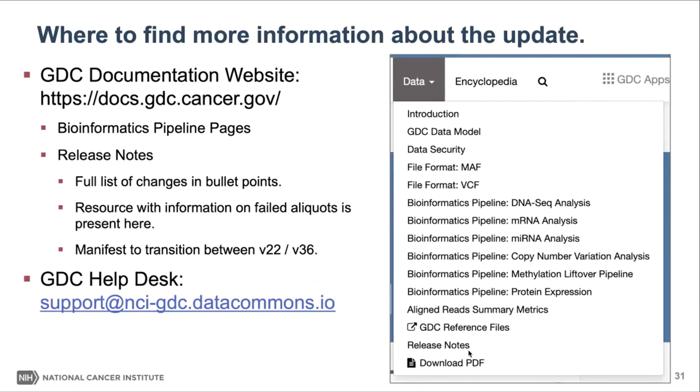And then in addition to that, we have the manifest that I mentioned before to transition between V22 and V36. It links to a GitHub page and it's separated out by project. So if you have a specific project you're interested in, you can download that and use it to transition between V22 and V36.